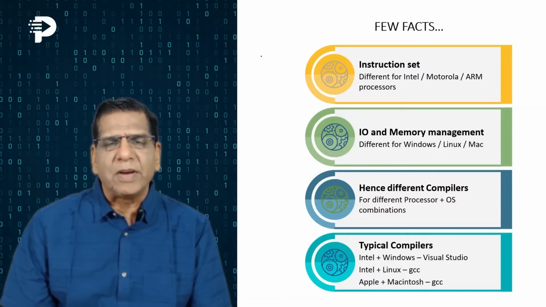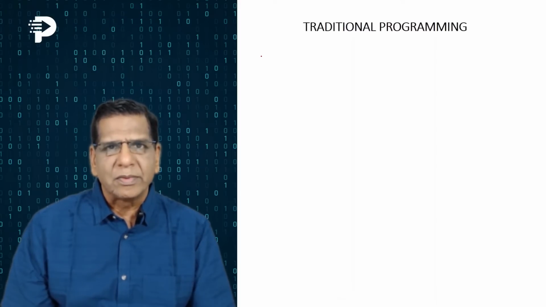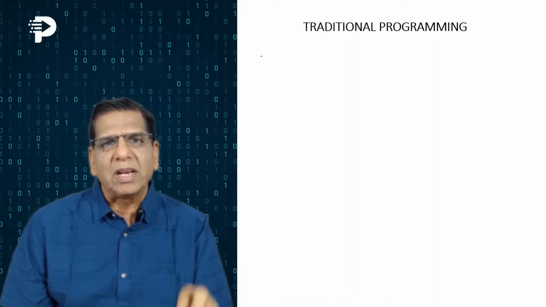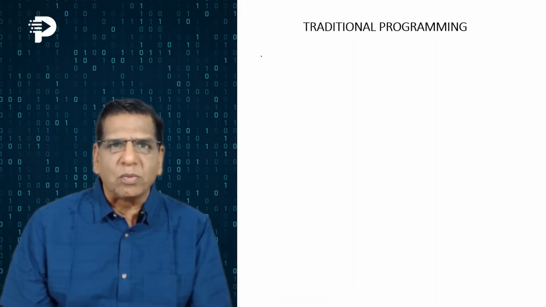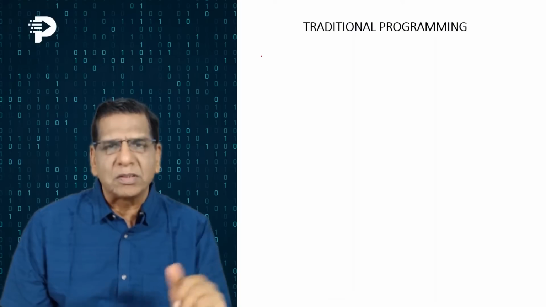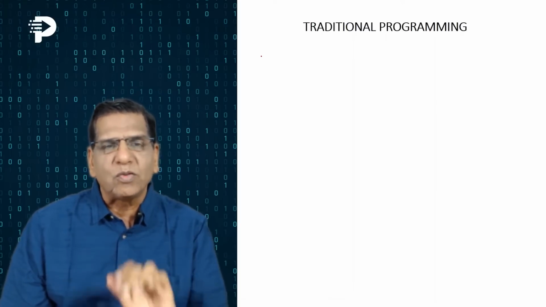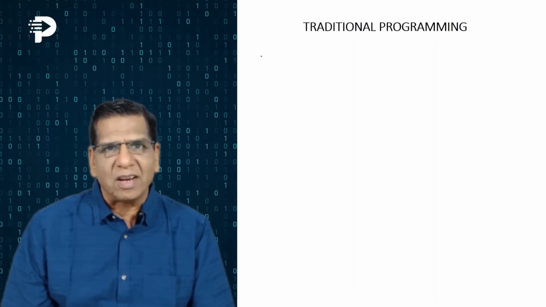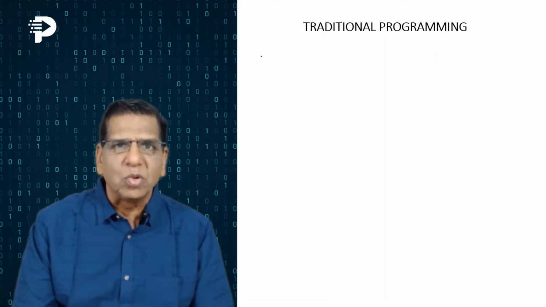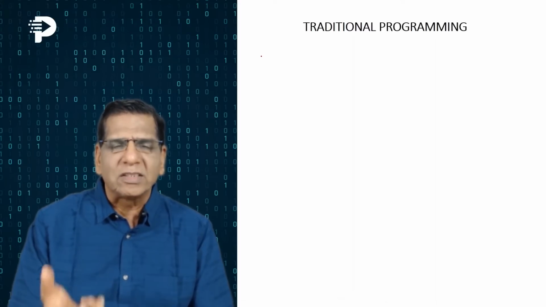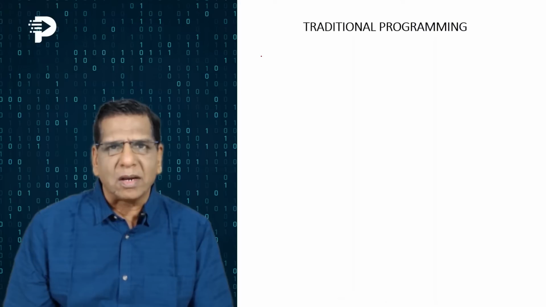Having understood these facts, it's time to understand the traditional programming model. By traditional programming model, what I mean is the model that is used or followed by languages like C and C++. Java and Python do not follow this traditional programming model. Their model is different. What is that model? That will come later on. As of now, let's try to understand in detail the traditional programming model.